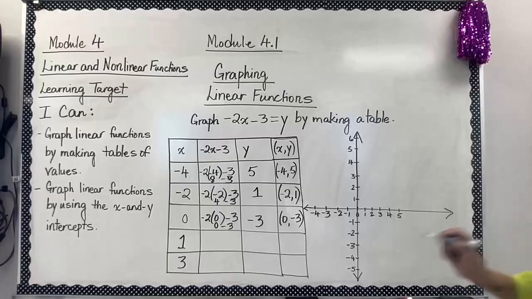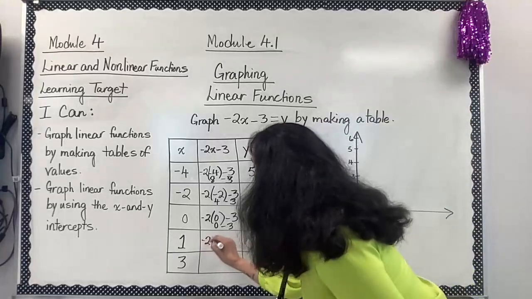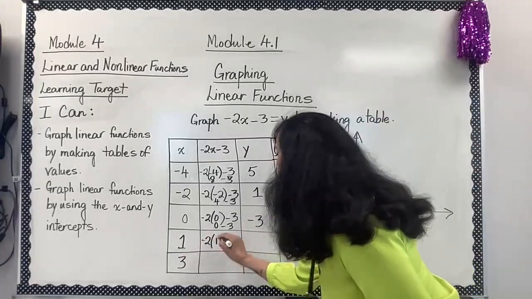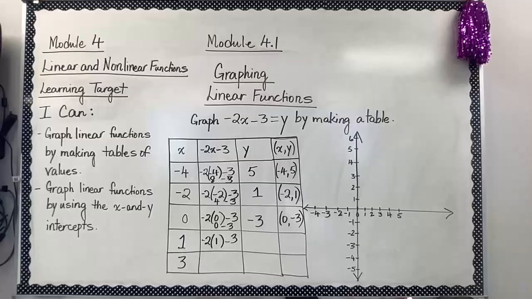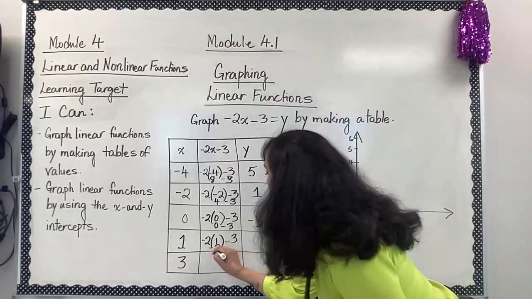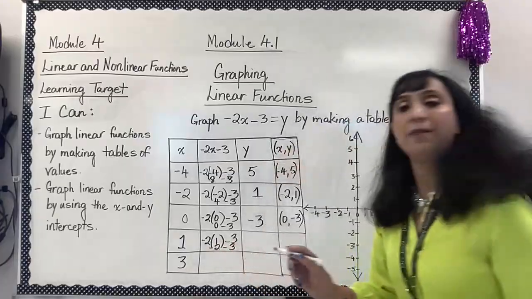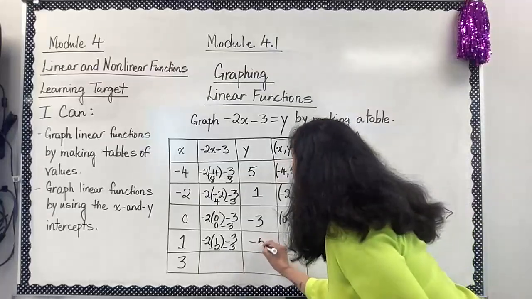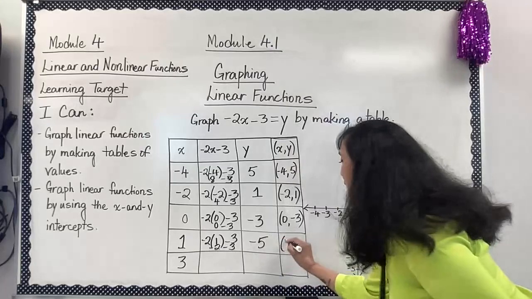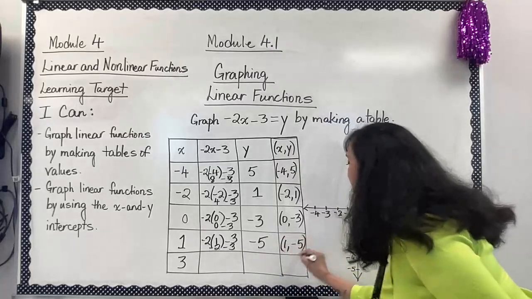Okay, let's look at the next one. If I say negative 2 times x is 1 now, minus 3, and negative times positive is going to give me negative, so that is negative 2 minus 3. So same signs, we add, and I get negative 5. So when x is 1, y is negative 5.